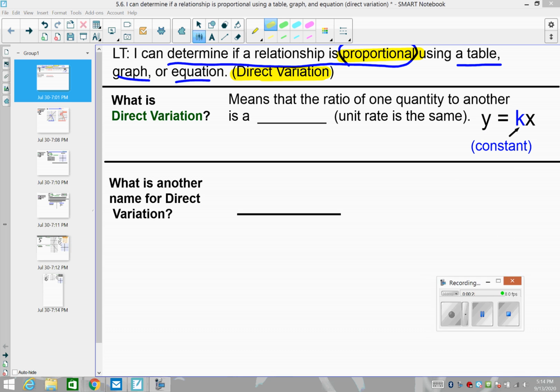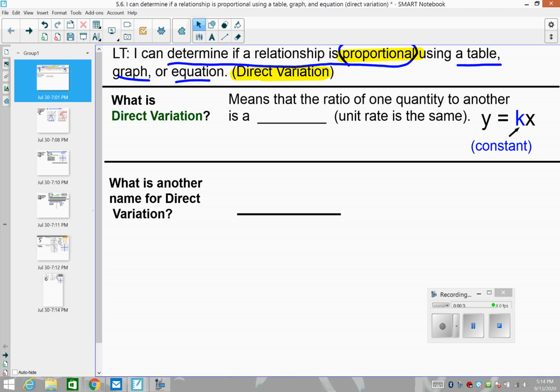So today's lesson is more about yes, it is or no, it's not. So it's a little bit more of yes and no and less about really showing work. So that might make some of you happy. But what is direct variation is kind of the first question here. And again, direct variation means proportional.